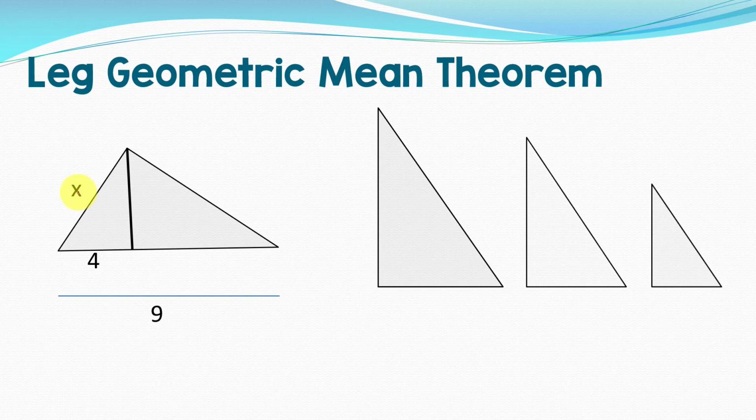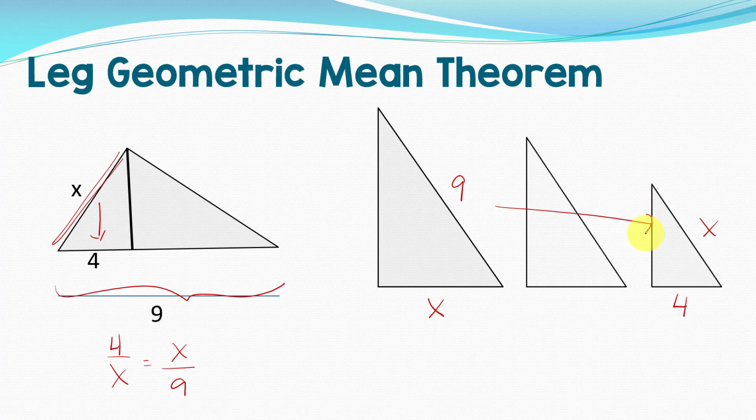All right, so the geometric mean x goes twice. It is the geometric mean between the side it's with, and the whole distance here. Okay, let's look at our similar triangles. This would be x, this would be 4, x is also here, and 9 is here. 9 to x equals x to 4. Work it out. X squared equals 36. X equals square root 36, which is 6.